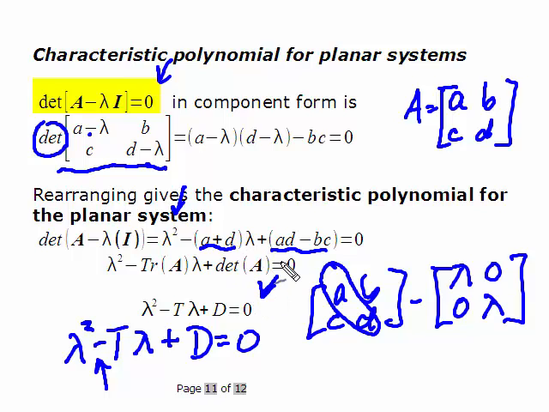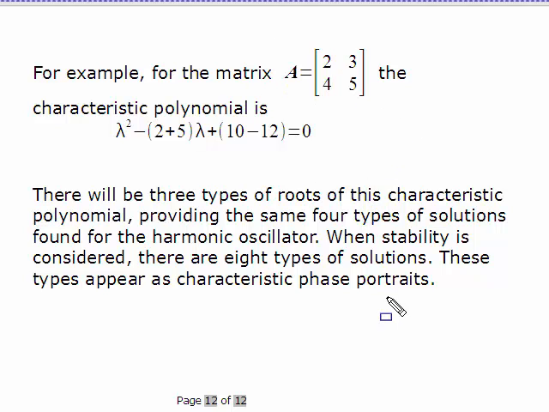Remember, we had a characteristic polynomial for the harmonic oscillator. Again, we have a characteristic polynomial here. So how are these being solved? They're being solved by algebra, very, very simple algebra, since these are quadratic equations. Just for an example, say the matrix A was 2, 3, 4, 5 for no good reason. The characteristic polynomial, without any work at all, would be lambda squared minus the trace of A, which would be 7, plus the determinant of A, which would be 10 minus 12, which would be negative 2, equals 0. That's it. So that's a quadratic function. You know how to solve it.